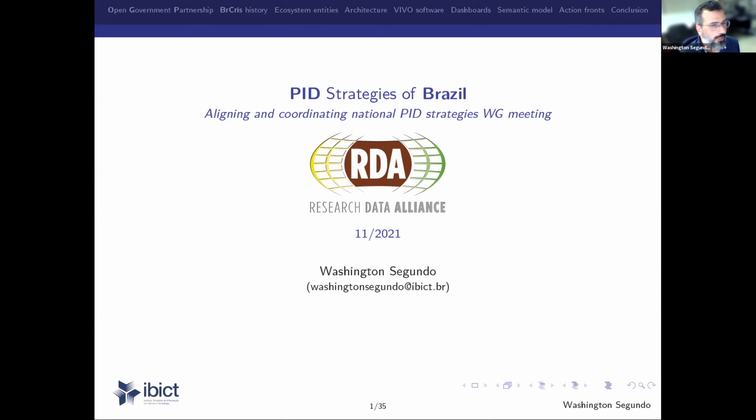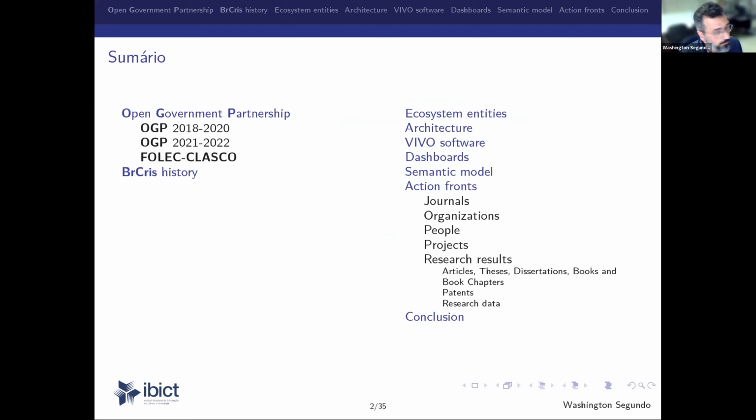So actually in Brazil, we don't have a national strategy for PIDs. But we have some projects that show that we need this strategy at the national level. I'm Washington Segundo from the Brazilian Institute of Information in Science and Technology, and I will show these projects or programs that we have, and how we are using these PIDs to integrate these systems and information systems and projects.